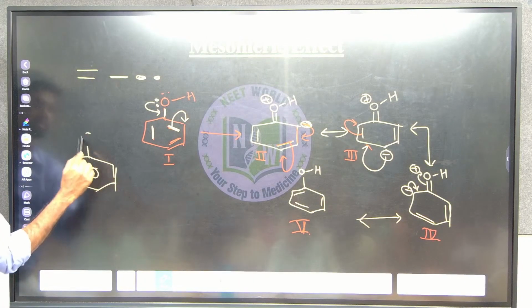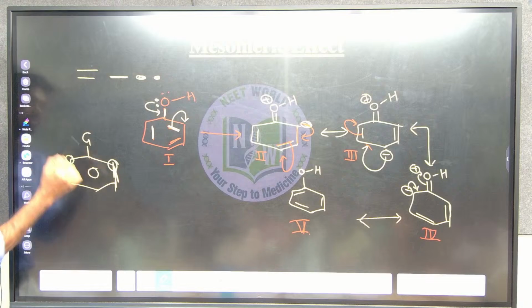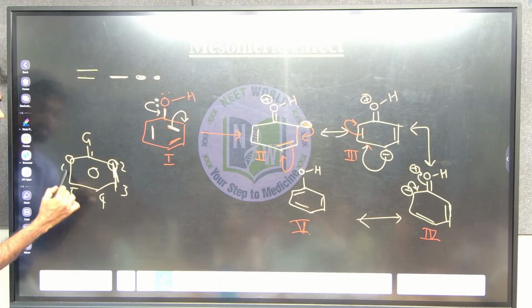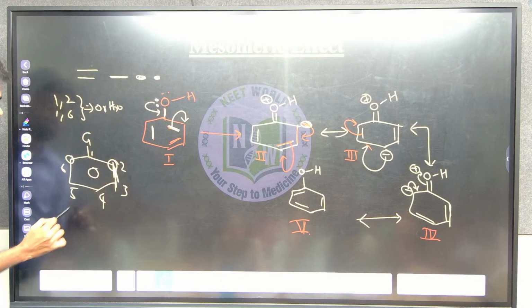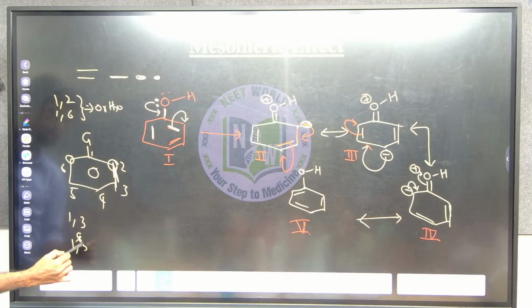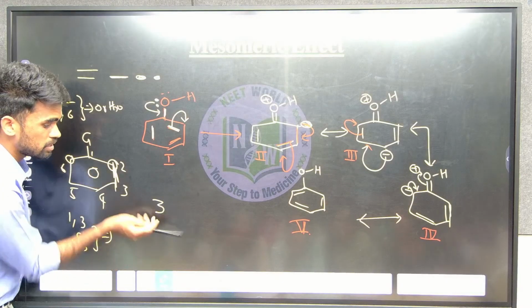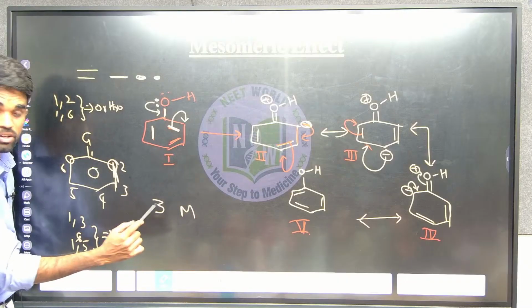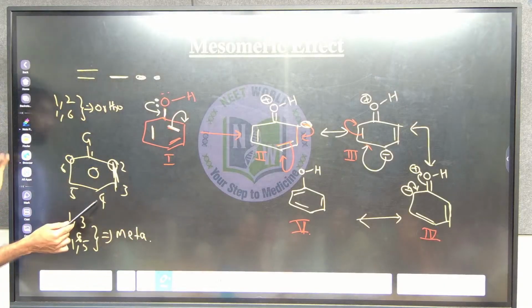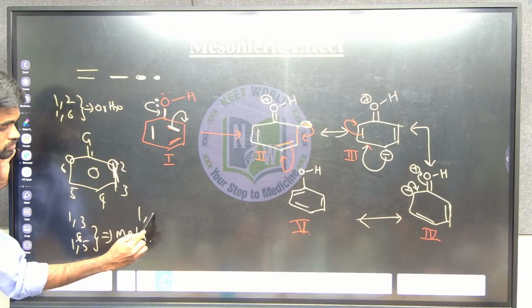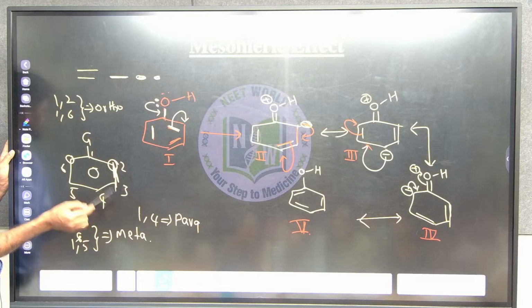Now if you observe, do you remember these positions? If this is a benzene ring with some group G, adjacent positions are called what? This one and this one are called what? Like 1, 2, 3, 4, 5, 6. See 1, 2 or 1, 6. These positions are called ortho. And what about 1, 3 and 1, 5 positions? You just remember it as meta. Next, 1, 4 is para.